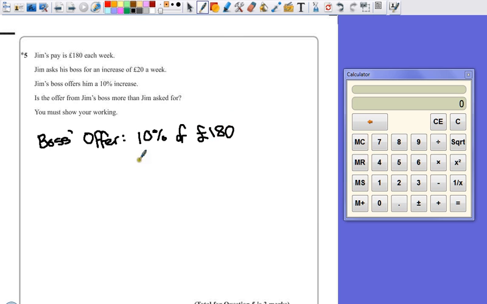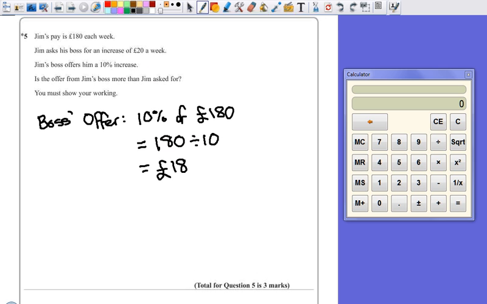Now, how do we find 10%? Well, 10 tens go into 100, which makes the whole thing. So we're going to do 180 and divide it by 10. 180 divided by 10. If you can't do it in your head, you can use a calculator paper. Either way, the answer is £18. So we're going to get at least one mark here for working out what 10% is, if not two marks, because we've got the calculation. What's the question worth? It's worth 3.